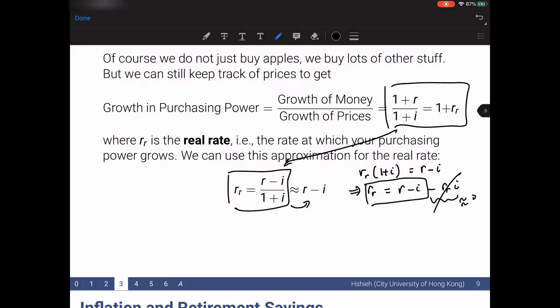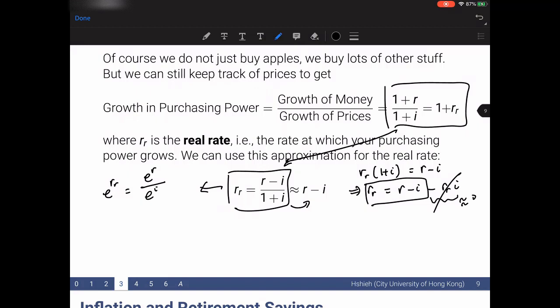But we can actually get a precise equality if we are talking about log rates or continuously compounded interest rates. So if we were to rewrite this expression using continuous compounding, we can think of the continuously compounded real interest rate as equal to the continuously compounded nominal interest rate, discounted by the continuously compounded inflation rate.